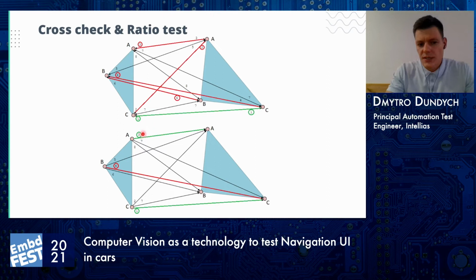For example, this difference 3, 7, and 8. So 3 is much better than 7 and 8. So point A is accepted. Or for example, C, we have 1, 2, and 7. 1 is twice as good as 2. It's smaller than 2. So we accept this point. And if we're talking about 4, 5, and 6, actually 4 is not better than 5, so we reject it.